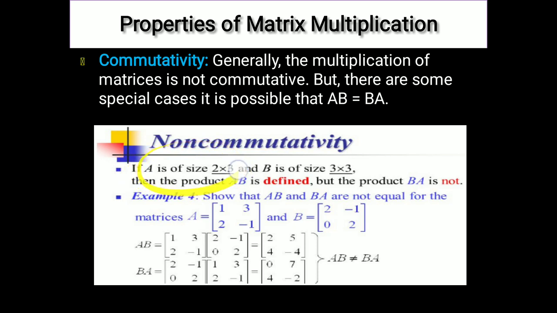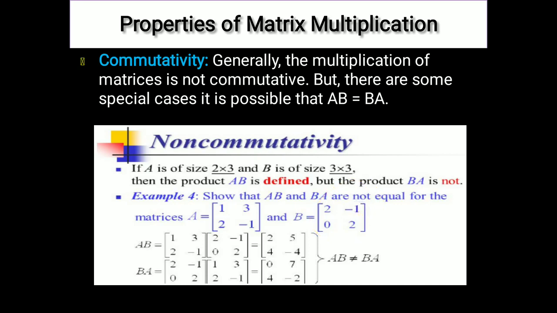Now A has order 2 cross 3 and matrix B has order 3 cross 3. Then the product AB is defined, but the product BA is not defined. AB will be defined and BA will not be defined. How? Look at the example. A has 1, 3, 2, minus 1 as elements, and B has these elements.